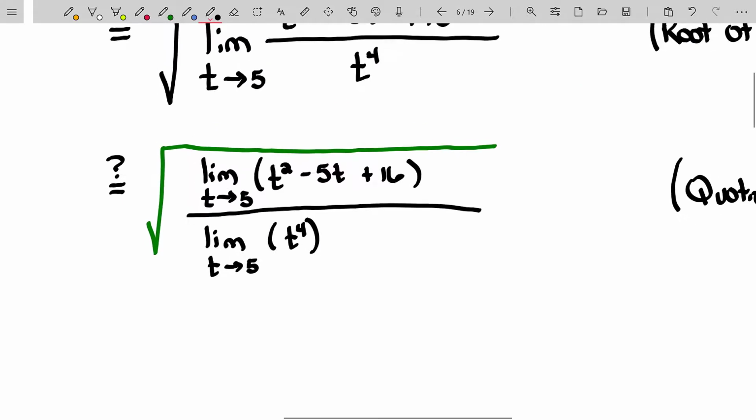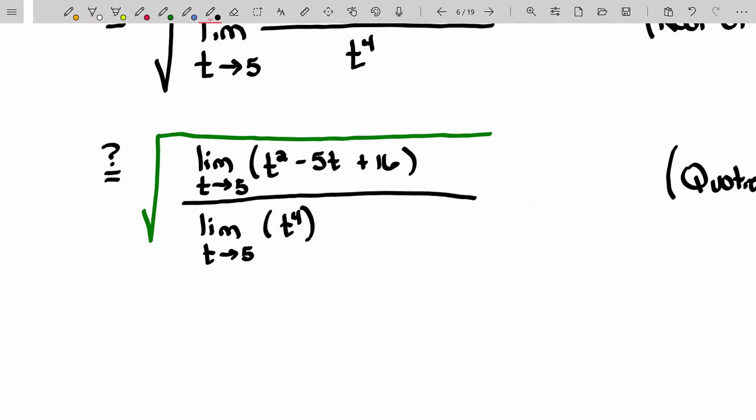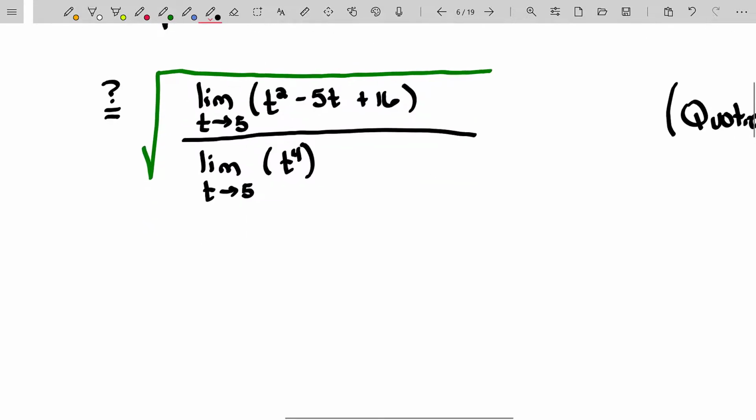All right, let's go ahead and go further. I'll work on both numerator and denominator simultaneously. In the numerator, I'm going to split this limit into 3 separate limits. It's not distribution, you're just splitting the limit into the sum or difference of 3 different functions. In the denominator, we're going to use the power law for limits, which is the limit as t goes to 5 of t to the 4th is the 4th power of the limit as t goes to 5. So let's go ahead and write those down.